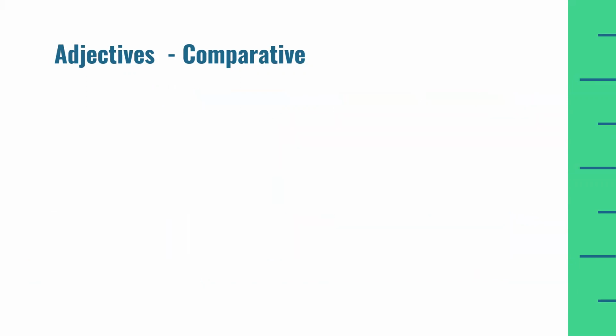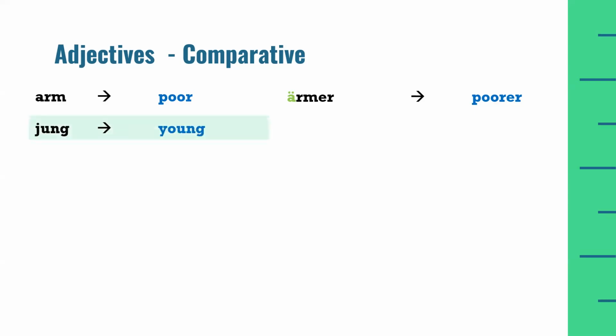Let's move to another way of making the comparative form. If we have an adjective arm, which means poor, in order to make a comparative form, we not only have to add an -er at the end of arm, rather we have to replace a with ä. Next, jung, which means young. In order to make the comparative form, we have to not only add -er at the end of jung, rather we also have to replace simple u with u umlaut.